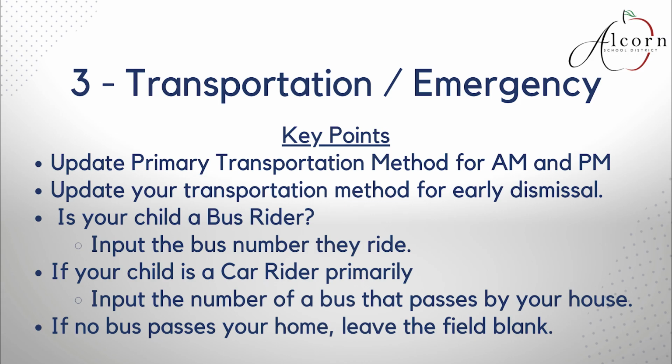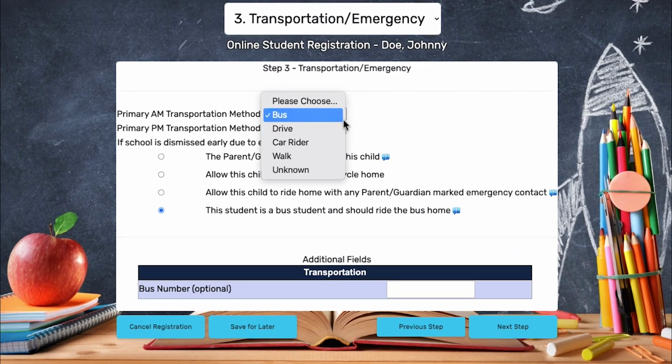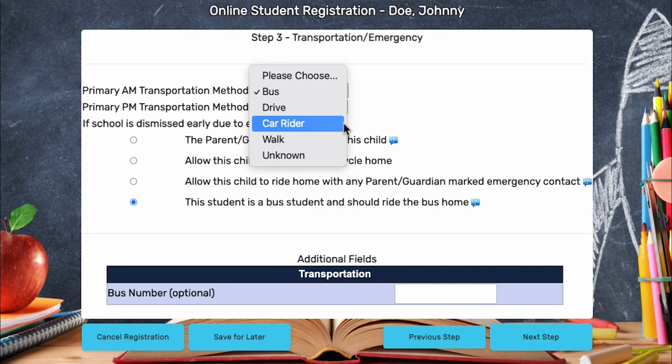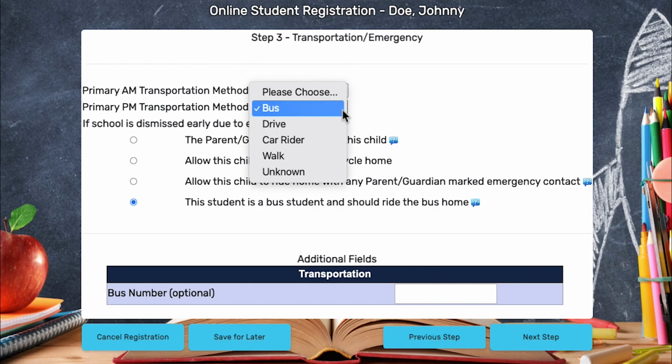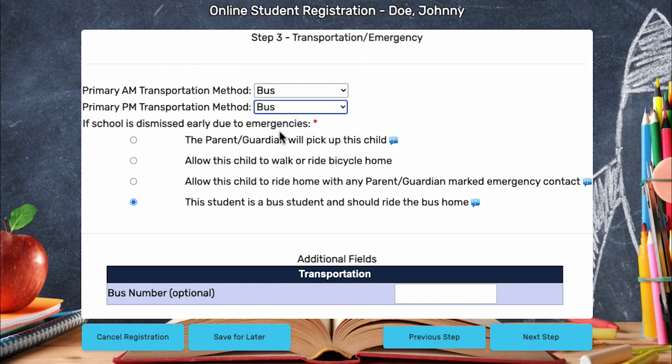The next page is for updating transportation information. The options selected here should reflect how the child is transported the majority of the time. Additionally, if you know the bus number of the bus that travels by your house, please enter that here. When you're done reviewing the information, click Next Step.